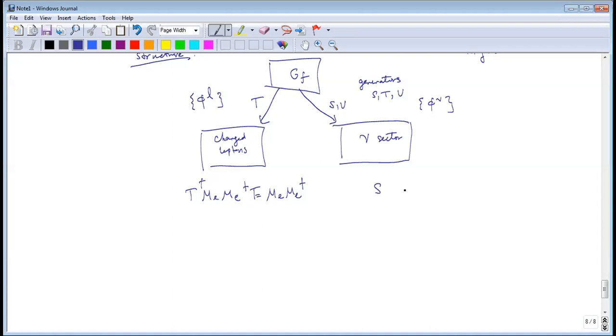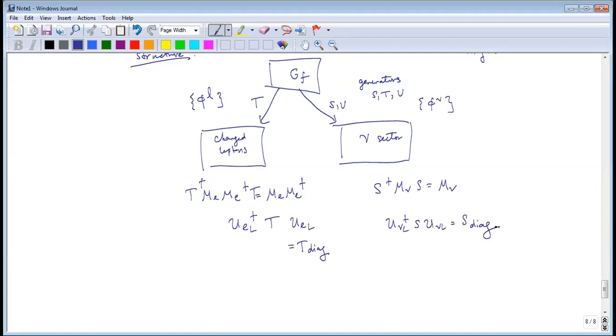And similarly, maybe let's just look at the S one. S M_nu S is equal to M_nu because we're in the Majorana case. So what this means in practice is that we can take U_EL dagger T U_EL, and that's going to be some diagonal object. And U_nuL dagger S U_nuL is going to be equal to the diagonal S generator.